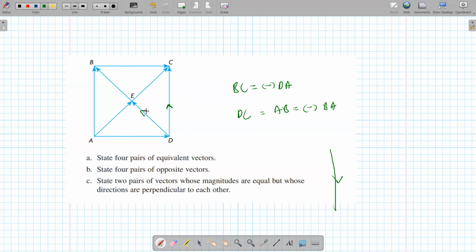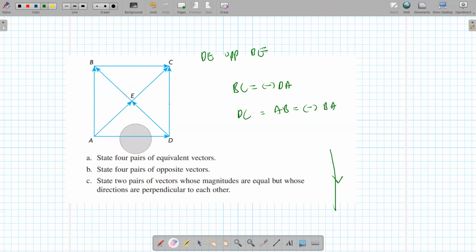D to E is the same thing as E to B, but it's the opposite of B to E. Check this out. D to E is opposite of BE. Do you agree? Similarly, A to E is the opposite of C to E. Because one of them is going like northeast, the other one's coming southwest. Northeast is opposite of southwest.